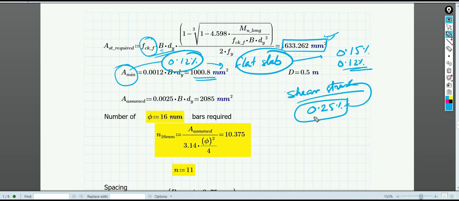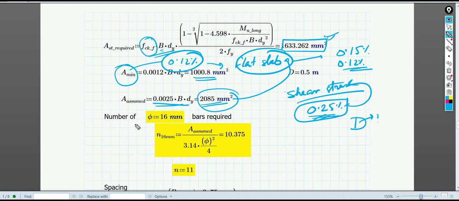So considering phi as 16 mm diameter of the bar, how many bars will be required for this whole distance? Because the moment we have calculated is not per unit meter. We already multiplied B while calculating the moment, so it is for the whole footing, right? So for the whole footing, the number of bars is coming out to be 10.37. A fraction you cannot provide, so let us provide 11 bars along the longer side of the footing. Okay, so let's see whether the spacing is sufficient or not.